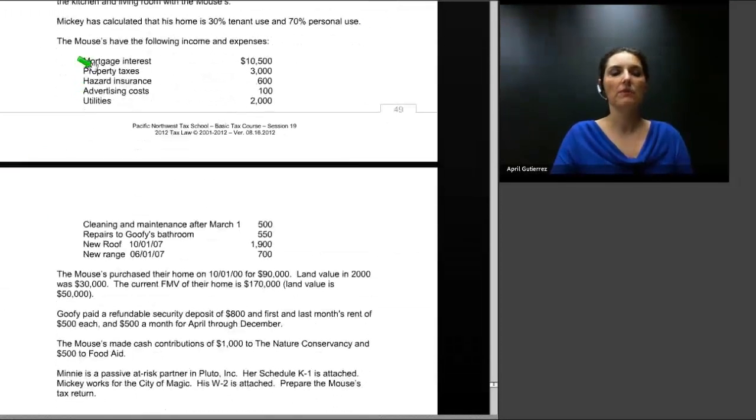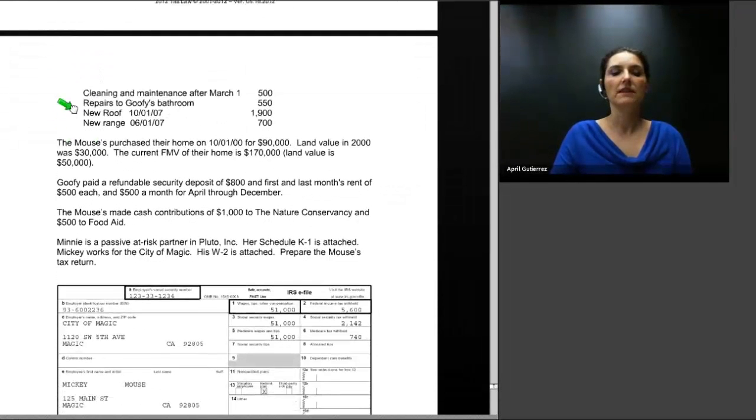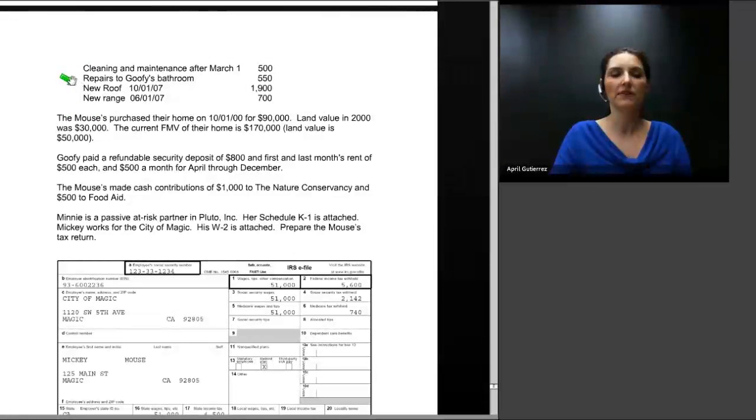The Mouses have the following income and expenses. Mortgage interest is $10,500. Property taxes are $3,000. Hazard insurance is $600. Advertising costs are $100. Utilities are $2,000. Cleaning and maintenance after March 1st is $500. Repairs to Goofy's room are $550. They had a new roof and a new range installed into the home.